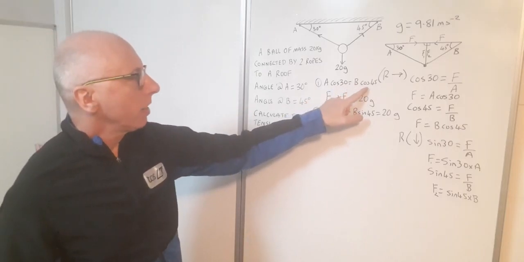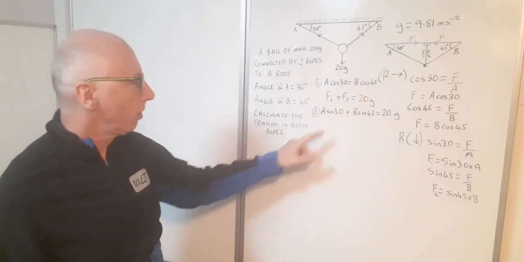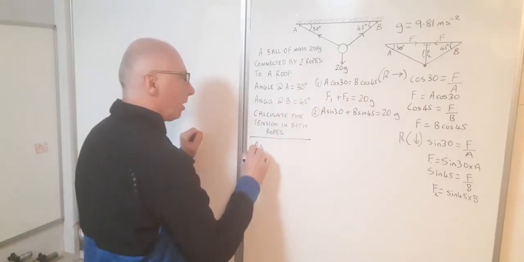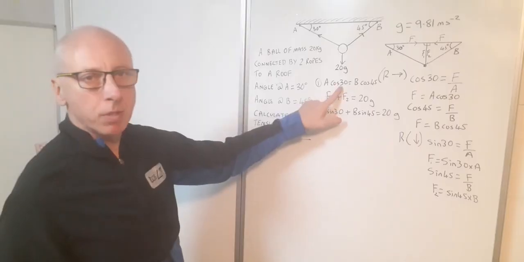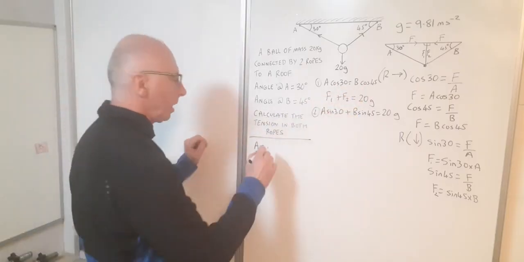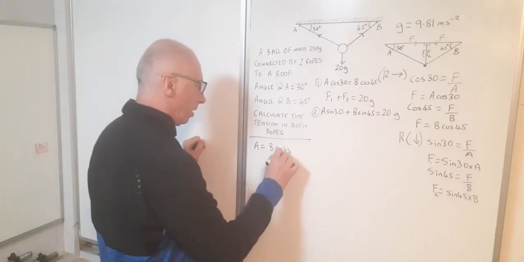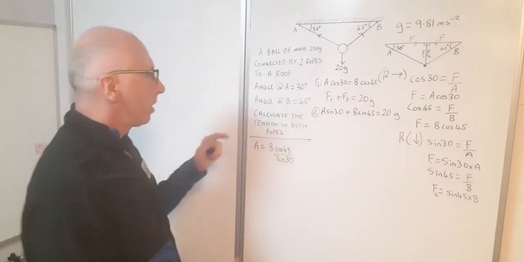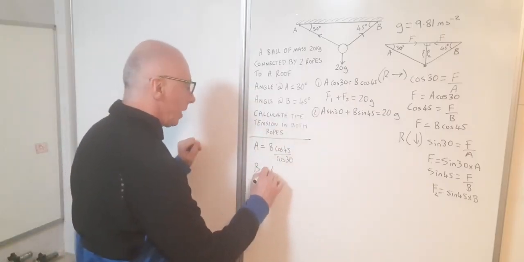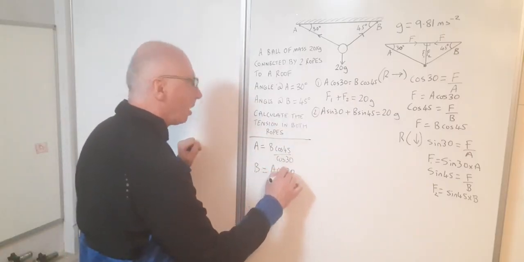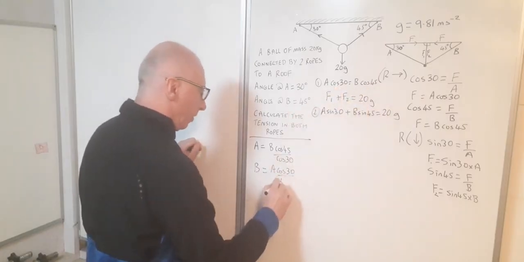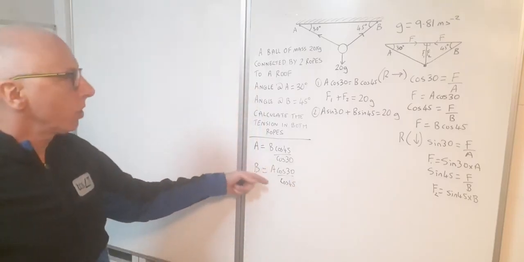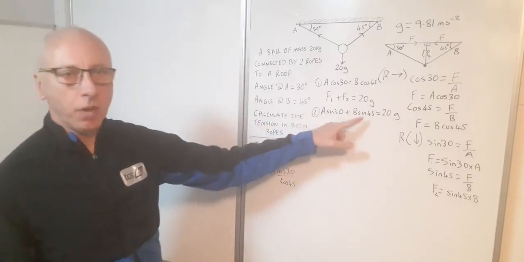So if I isolate an A and a B from here, and then plug in accordingly to solve for A and B. So if I get my A isolated on here, I'll have A equals, divide both sides by cosine 30. So A is simply B cosine 45 over cosine 30. And likewise for the B, that will equal A cosine 30, and then divide by cosine 45. That will take care of that. And then I can substitute accordingly into this one to solve for A or for B.